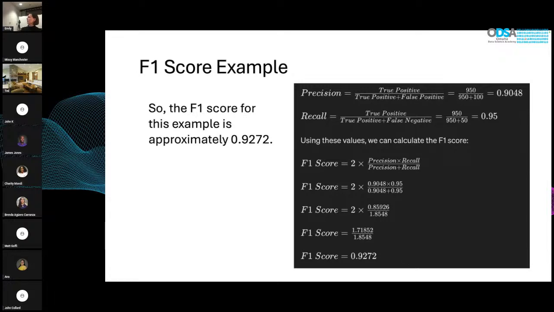So do we see how this is the harmonic mean between precision and recall? 0.927 is almost right between 0.904 and 0.95. So it's balancing. It's sort of like the average of these two metrics.